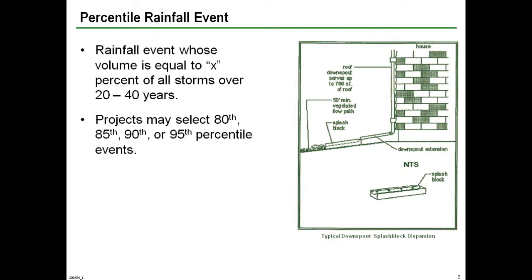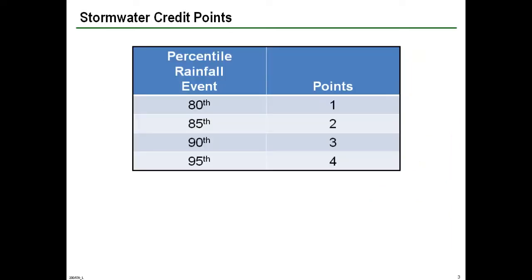What's a percentile rainfall event? That's the event whose volume is equal to X% of all storms over the past 20 to 40 years. Projects can select the 80th, 85th, 90th, or 95th percentile event for their locality. The amount of points that a project may earn are driven by which percentile rainfall event they select, with the 80th earning 1 all the way up to the 95th earning 4 points.